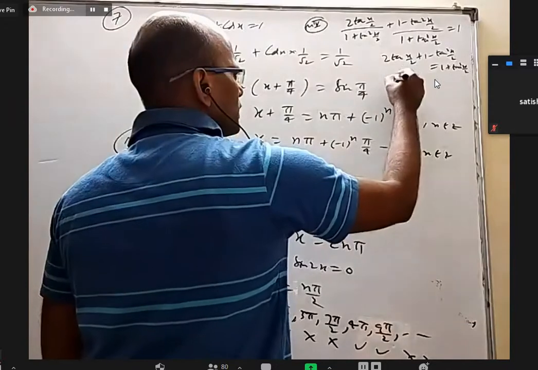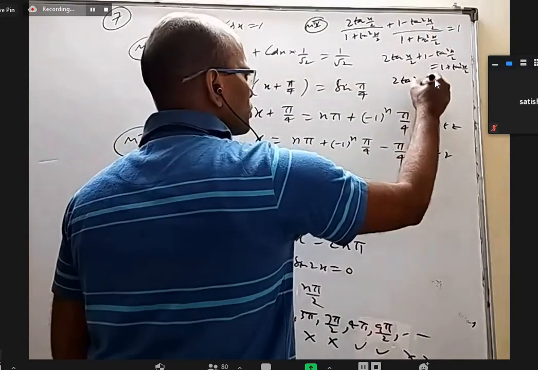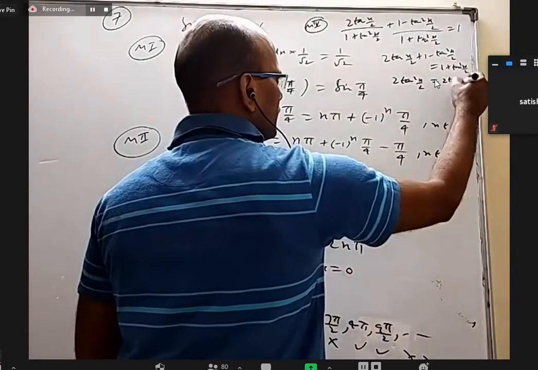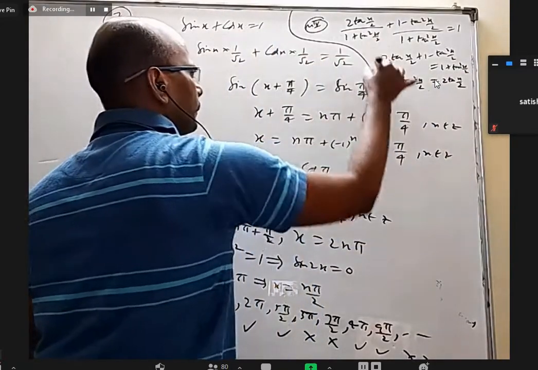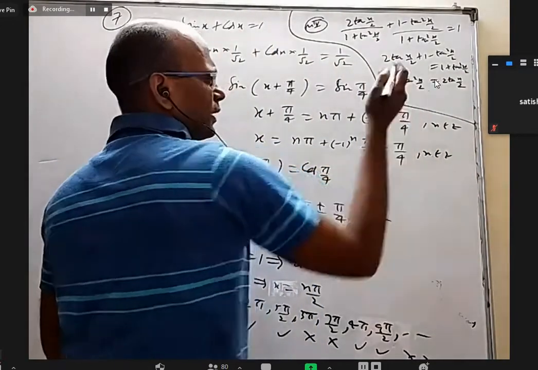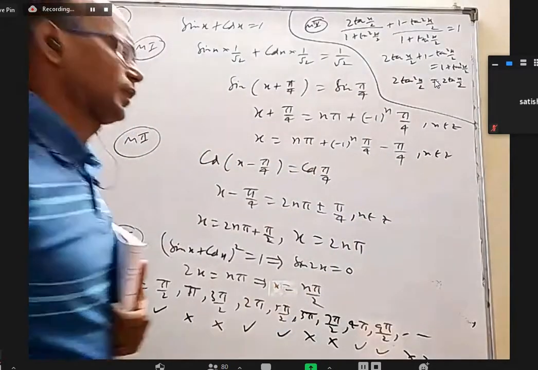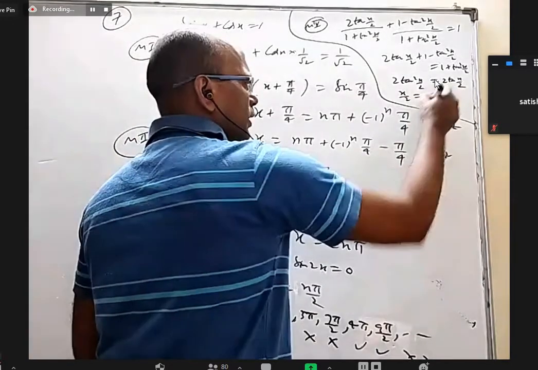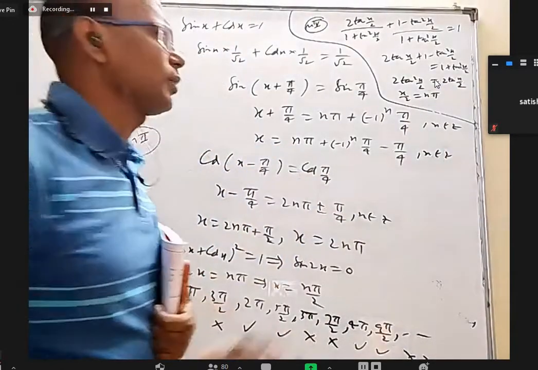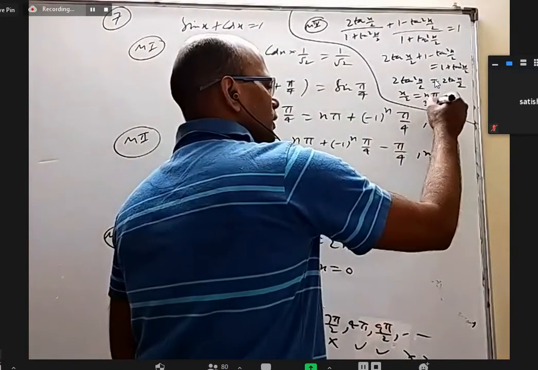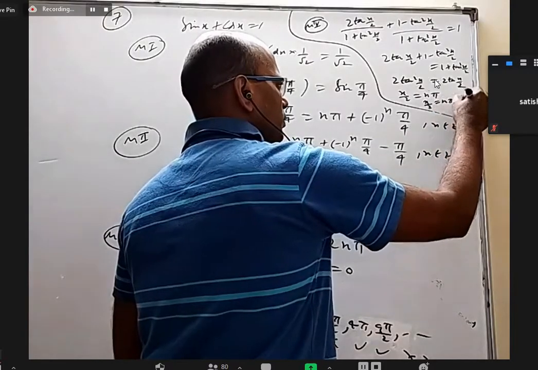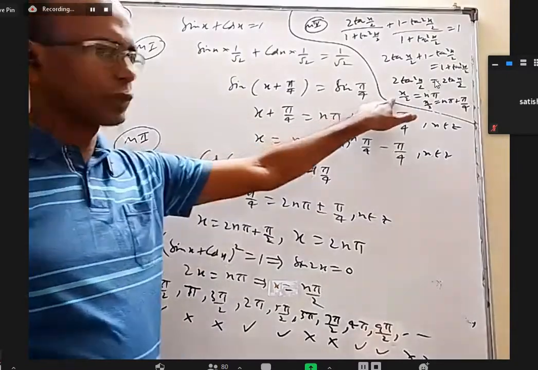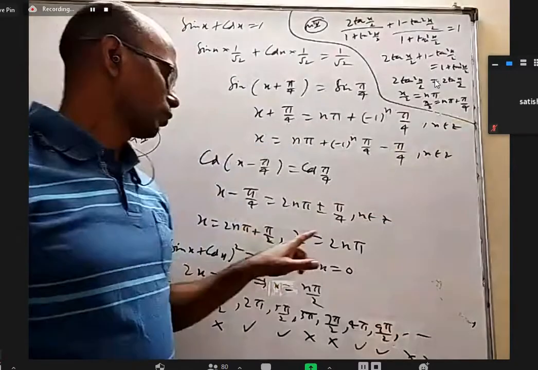So when you bring one side, it will become 2 tan square x by 2. 1 will cancel, equal to 2 tan x by 2. From that, you will get tan x by 2 is 0 or 1. That is, tan x by 2 is 0 means you will get x by 2 equal to n pi. And tan x by 2 is 1 means you will get x by 2 equal to n pi plus pi by 4. You will get the same as this answer. This will give you 2n pi and this will give you 2n pi plus pi by 2.